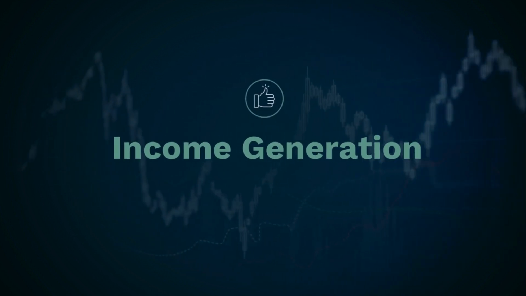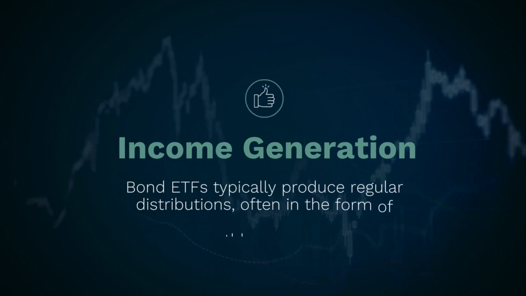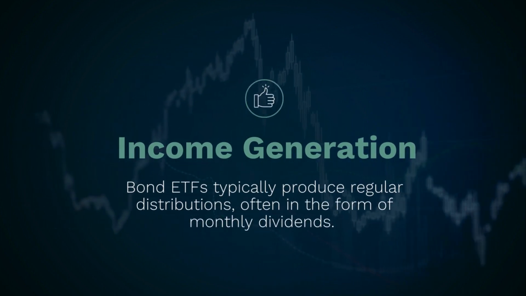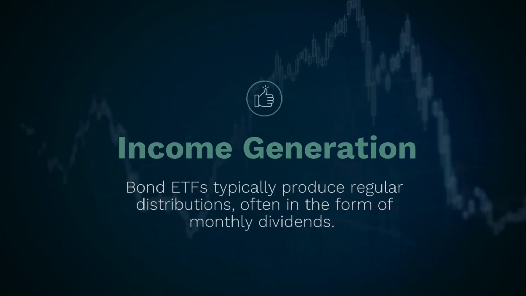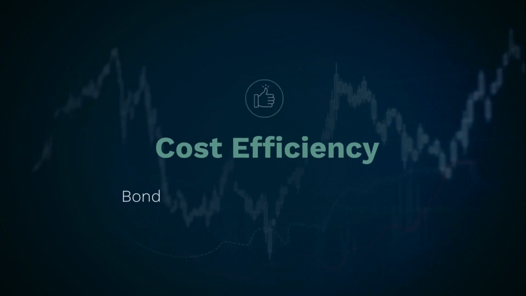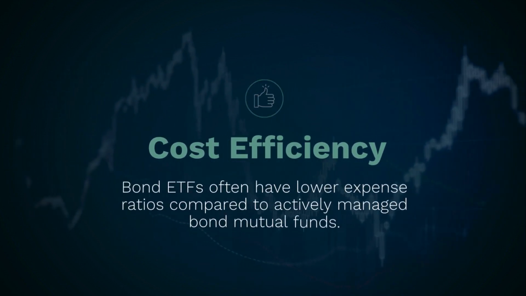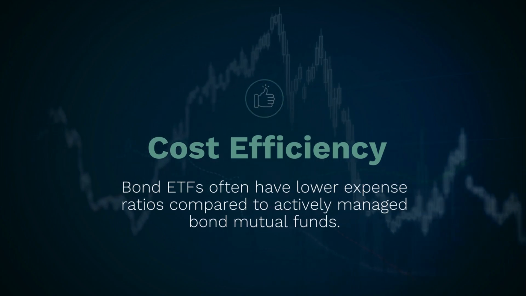Income generation. Bond ETFs typically produce regular distributions, often in the form of monthly dividends. Cost efficiency. Bond ETFs often have lower expense ratios compared to actively managed bond mutual funds.